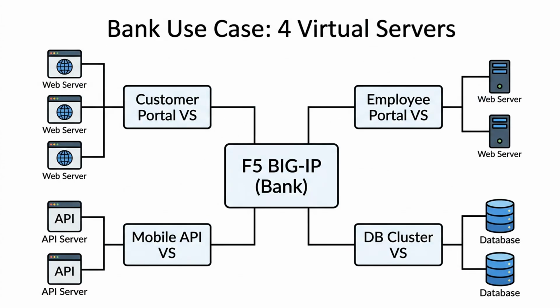Here's a real-world example. Imagine a bank. They have a customer web portal, an internal employee portal, a mobile banking API, and a back-end database cluster. Each of these runs as a separate virtual server on F5. The customer portal VIP handles HTTPS traffic on one VIP. The employee portal is on a different VIP. The API gets its own virtual server with rate limiting enabled. Each virtual server has its own pool of back-end servers, all managed centrally on one F5.